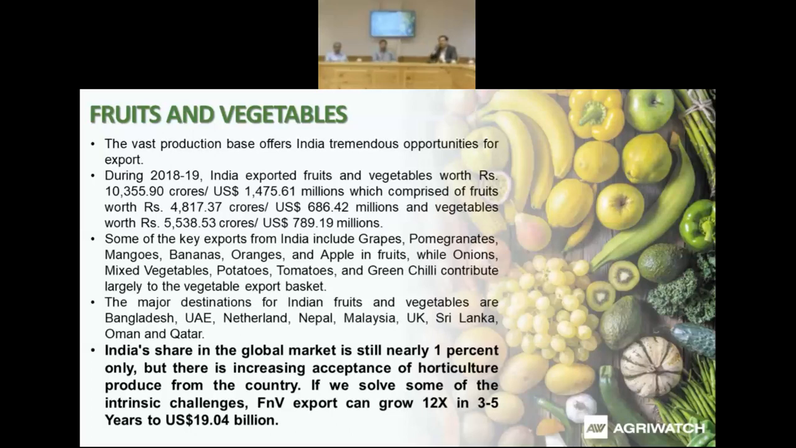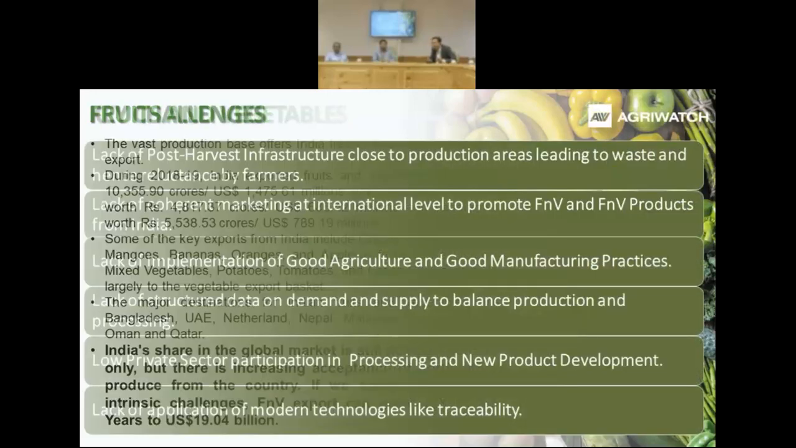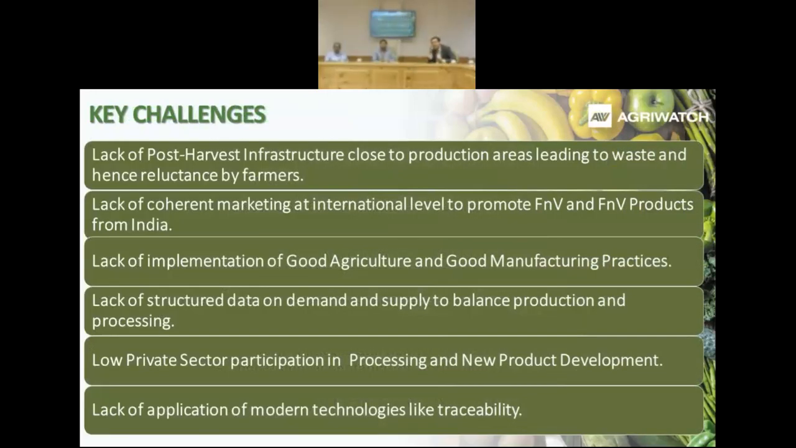But if we do a proper macro and microeconomic analysis, we can easily reach 12x without further increasing the catchment area. If we give just the right value addition, reduce the losses, reduce the sell at the suboptimal level, we have the possibility of going to $19.04 billion from the current $1.4 odd billion. Now, the key challenge is lack of post-harvest infrastructure close to the production area. This is a big challenge.